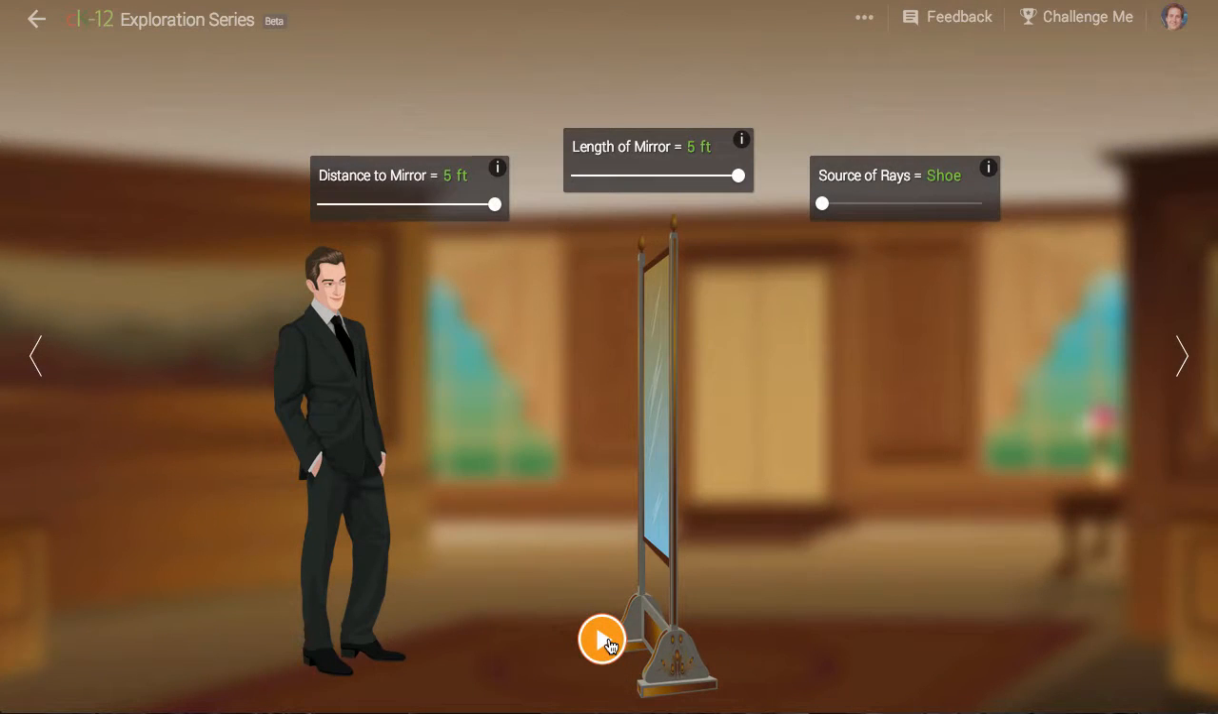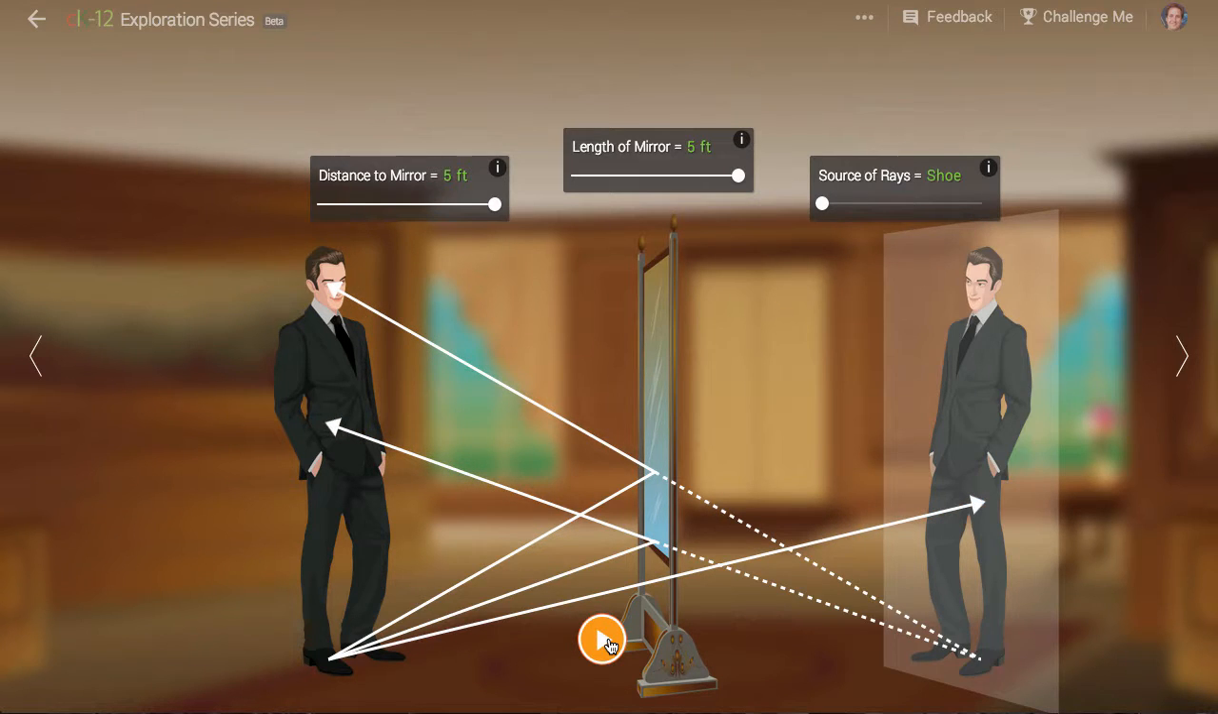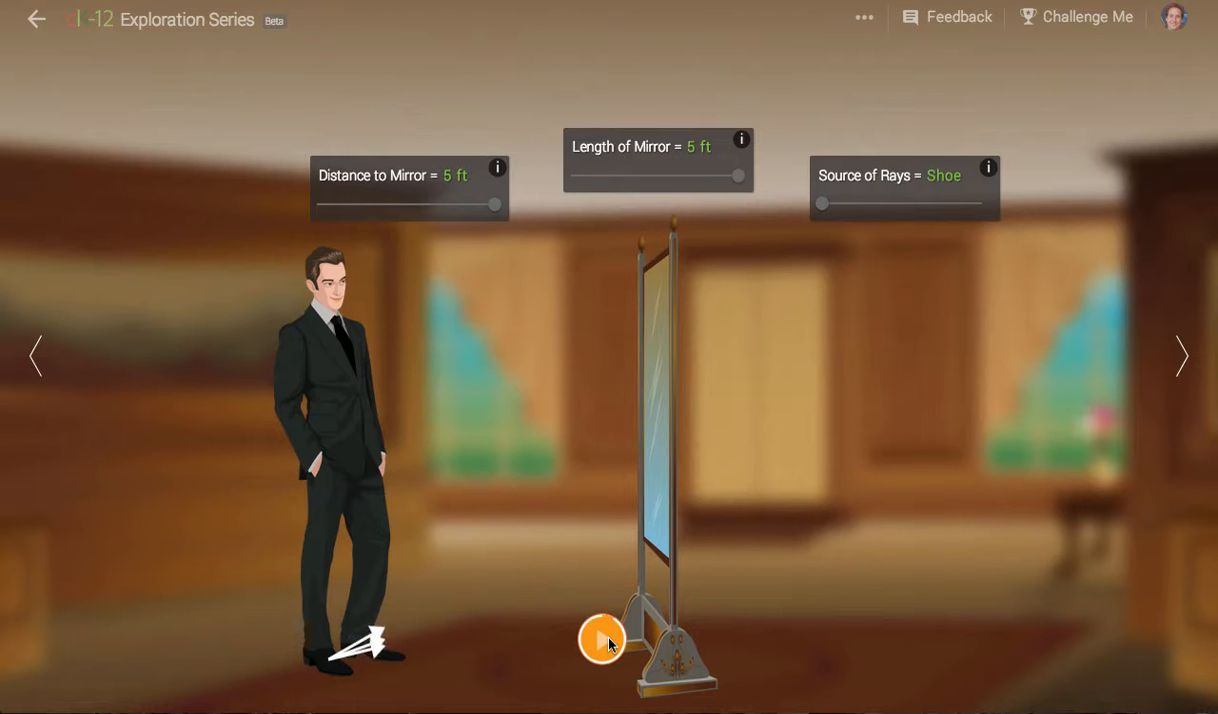When we first hit play in this sim, we see rays emerge from the young man's shoe. Of course, the shoe is not itself a source of light. It is reflecting the ambient light that is bouncing around the room from various light sources. These rays, in fact, travel in every direction from the shoe. After all, couldn't you see his shoe from almost anywhere in the room? We've decided to just throw three rays as representative of all the possible rays reflected by the shoe.